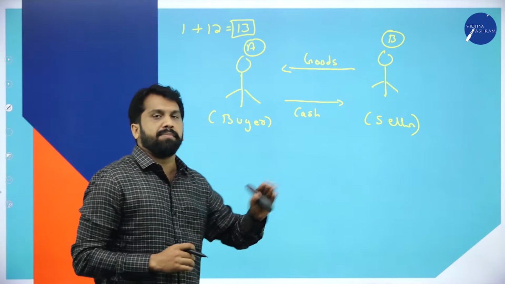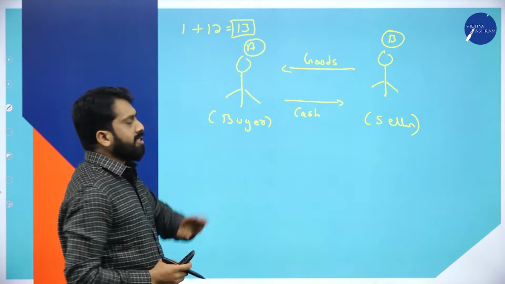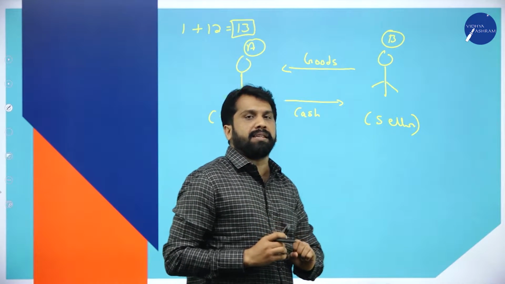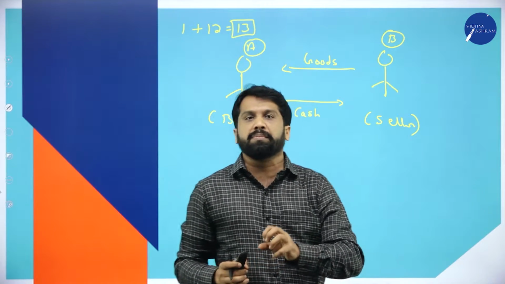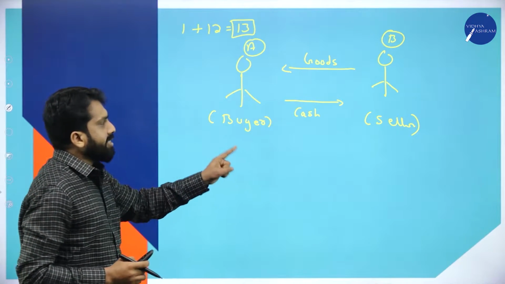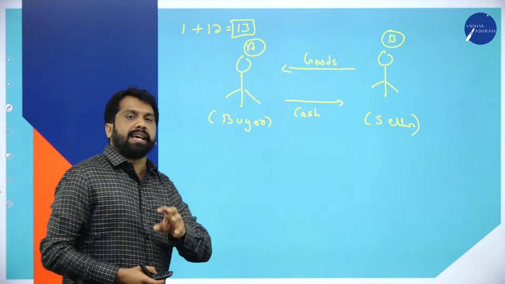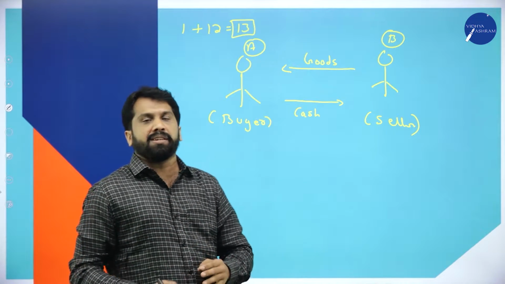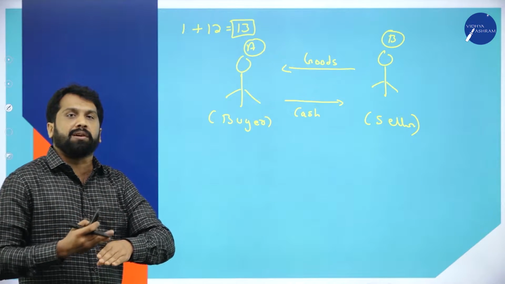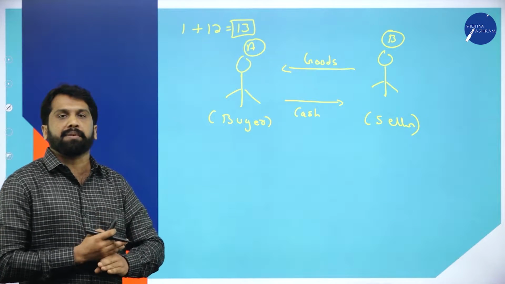Now, in the same situation, he has sold goods, but A has told that I don't have money. So please sell the goods on credit basis. What do you mean by credit basis? Sales can happen now, but cash should be transferred later. It can be after 1 month, after 2 months, or after 6 months. That agreement we call bills of exchange. Now you will understand better.